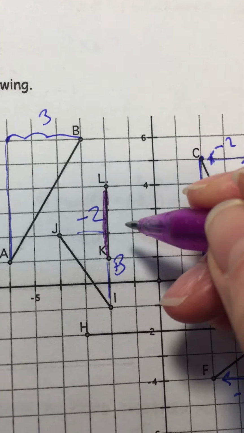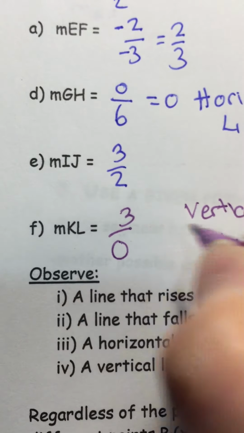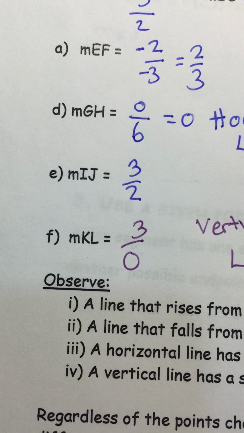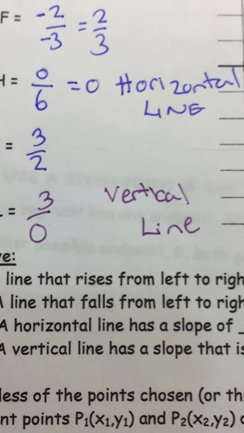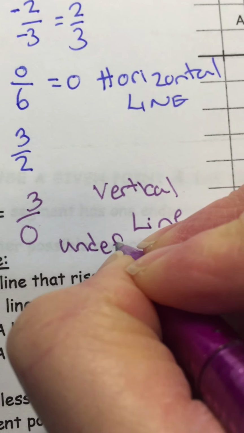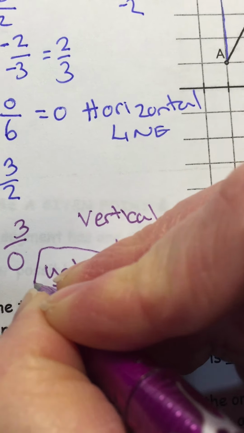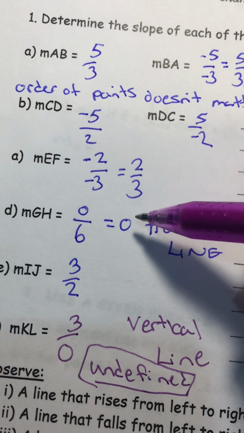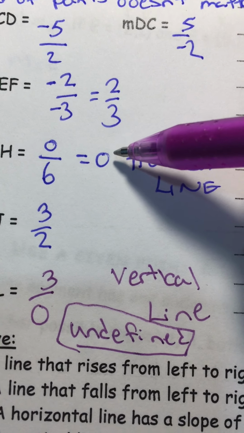Vertical. So I rise 3, but I run 0. Well, I hope by now you know that that is never allowed. You cannot divide by 0. Fatal flaw. That is undefined. We say that it does not have a slope. Its slope is undefined. Different from this line, which does have a slope. It just happens to be 0.